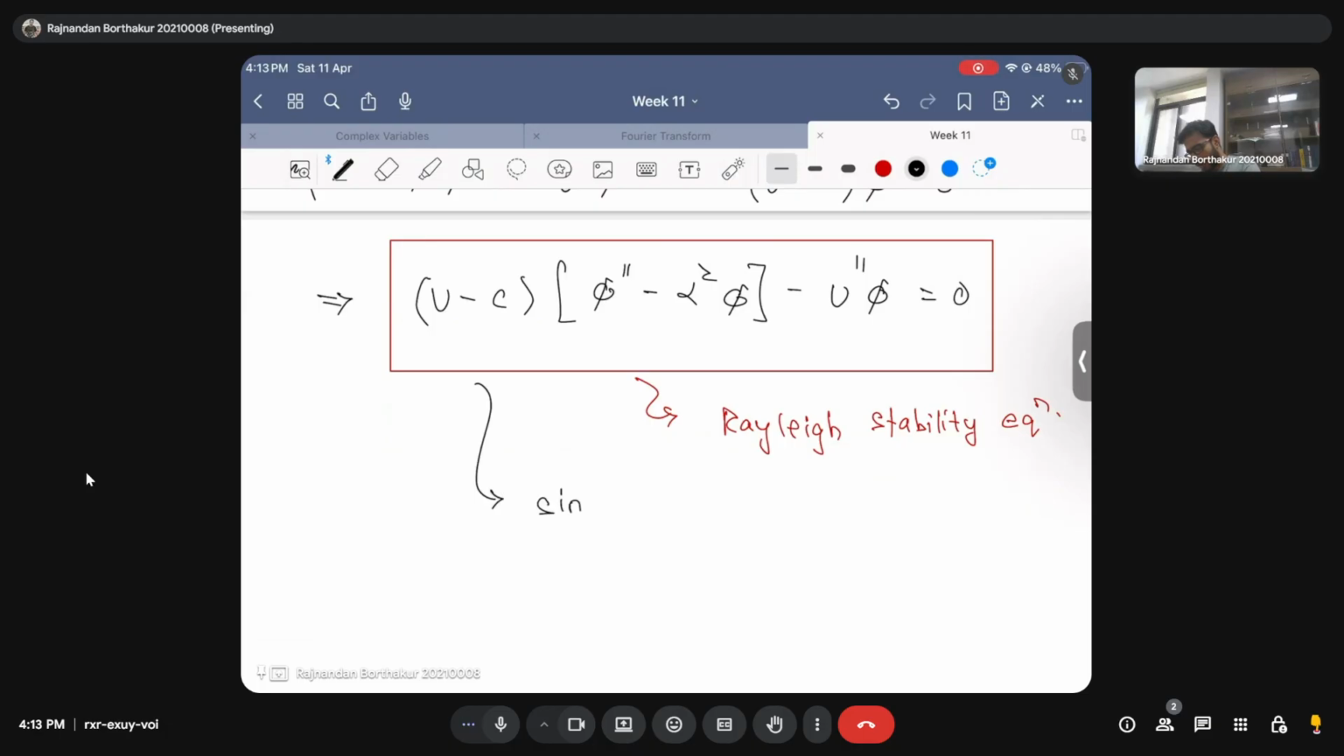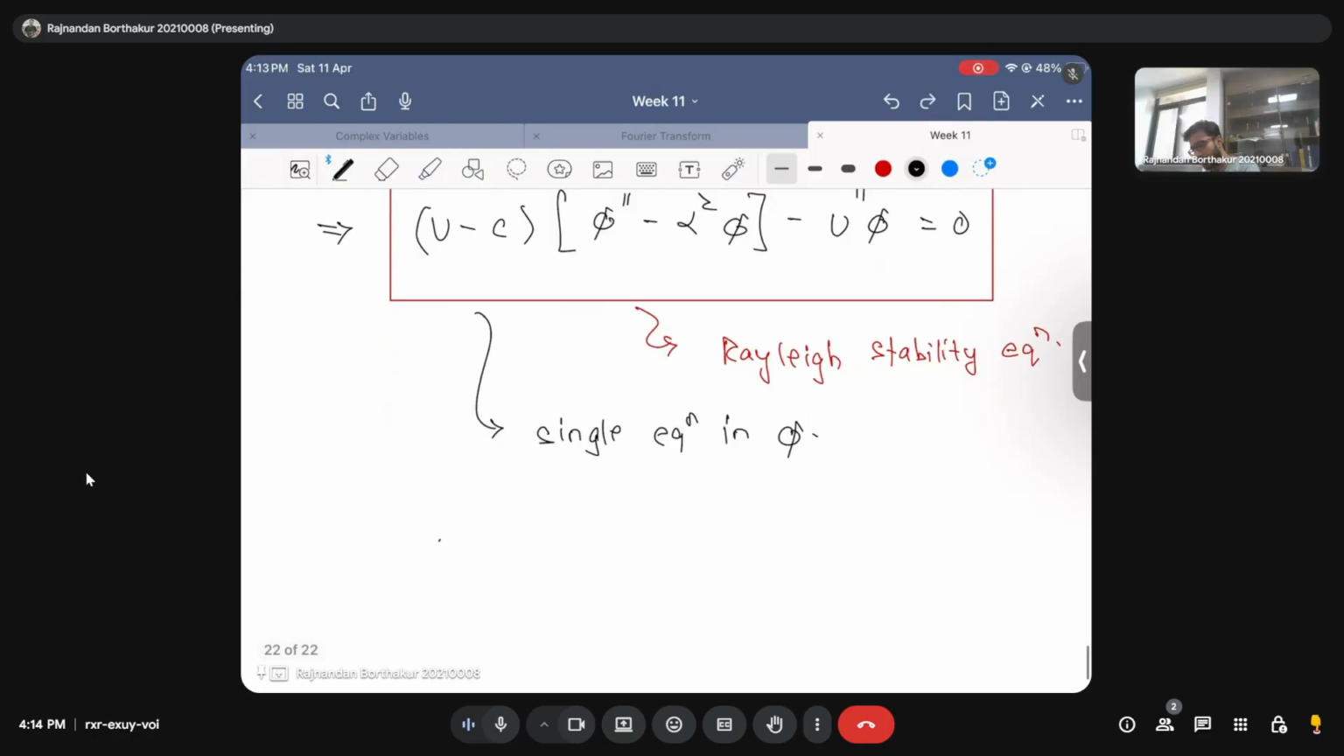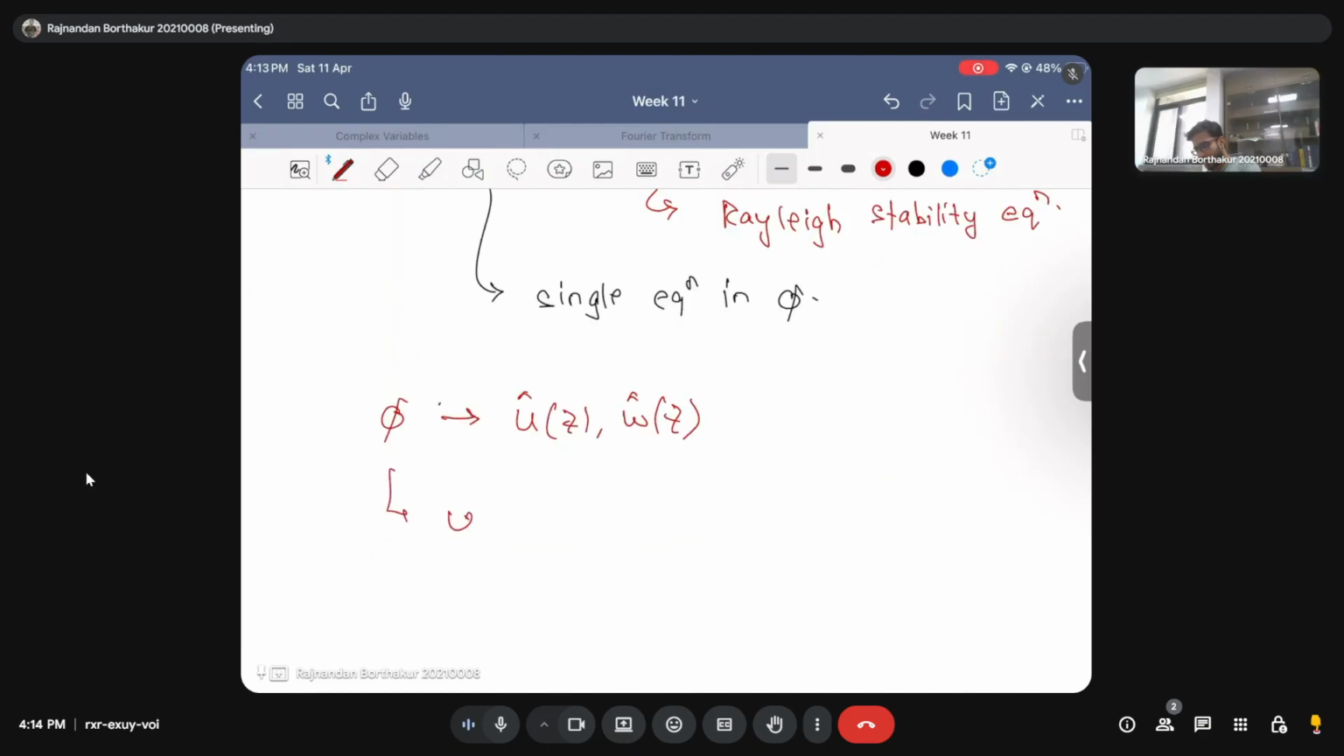a single equation in phi, which means that I can just solve this equation in phi to get my perturbation stream function. And if I know my perturbation stream function, in principle, using the relationship between velocity and stream function, I can get the perturbation velocities, that is, I can get u hat of z. I hope you can understand that from phi, I can get u hat of z and w hat of z. Also, from phi, I can get psi prime, and from there, I can get u prime and v prime. You can get it from there also, using the definition of normal modes.